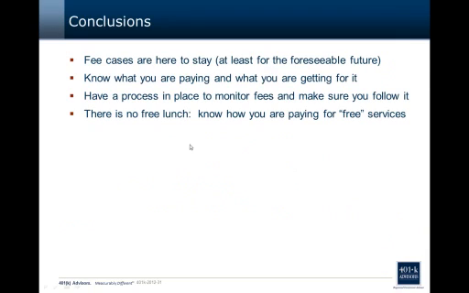Conclusions: fee cases are here to stay, at least for the foreseeable future. And I will tell you, it's only going to get worse over the next 6 months once these disclosures come out, because I can guarantee you there are people out there just waiting to see these notices and to see if they can bring class actions and promote a lawsuit against plan sponsors. So how do you prepare for that? Know what you're paying, know what you're getting for it, make sure you have a process in place to monitor fees, make sure you follow it, and recognize there is no free lunch. Know how you're paying for these free services.